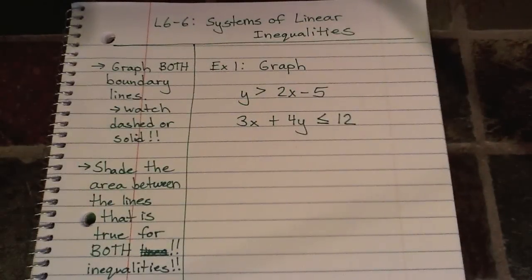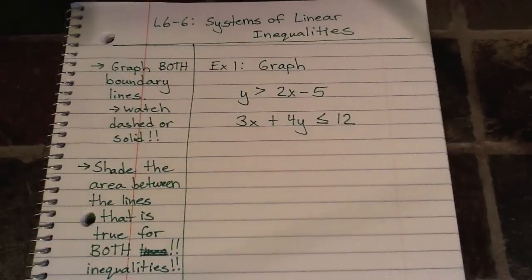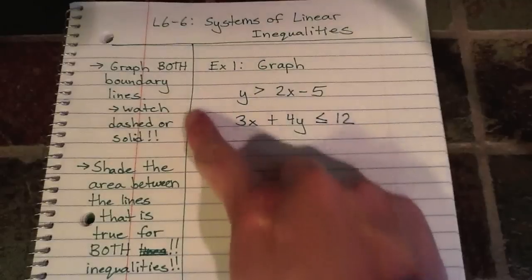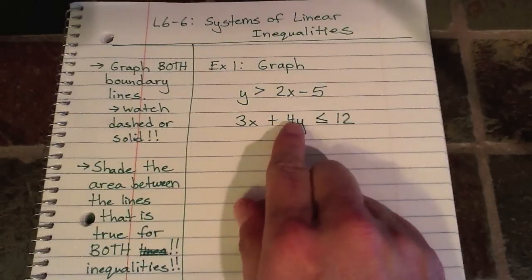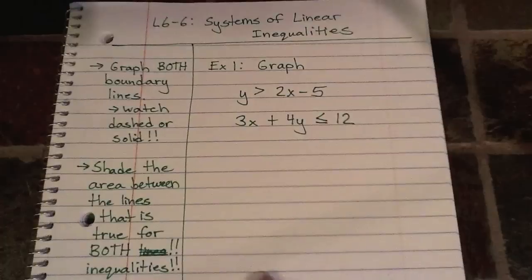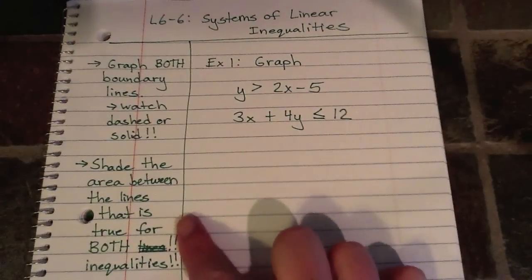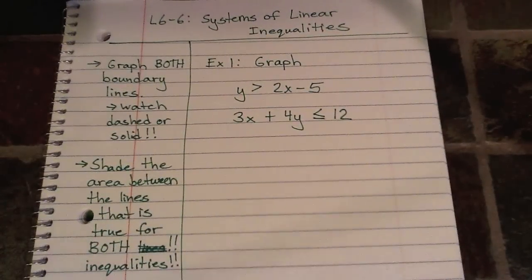Now we're moving on to lesson 6.6, which is solving systems of linear inequalities. And the really nice thing about this is you're just adding a little bit to what you already learned in linear inequalities. The only difference here is you're going to be given two lines instead of one. You're going to graph both of your boundary lines on one plane. Make sure you watch your dashed or your solid lines. And then you're going to end up shading the area between the lines that's true for both inequalities.